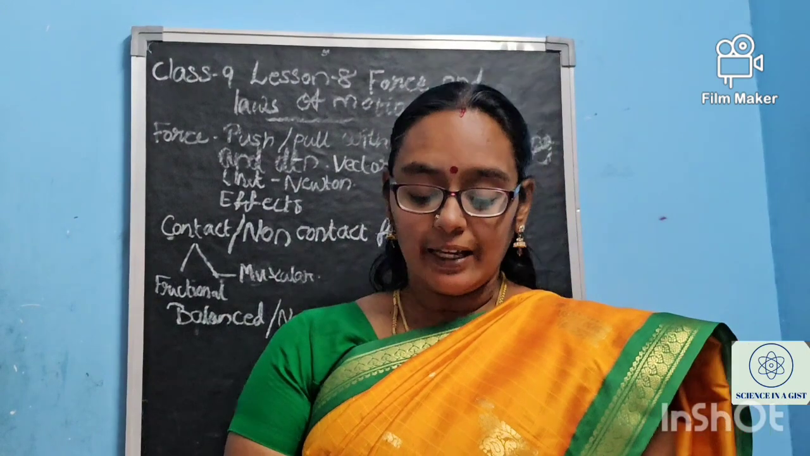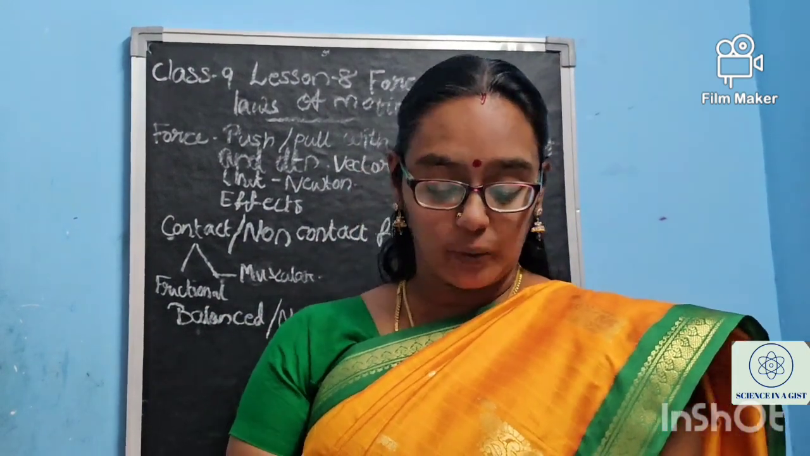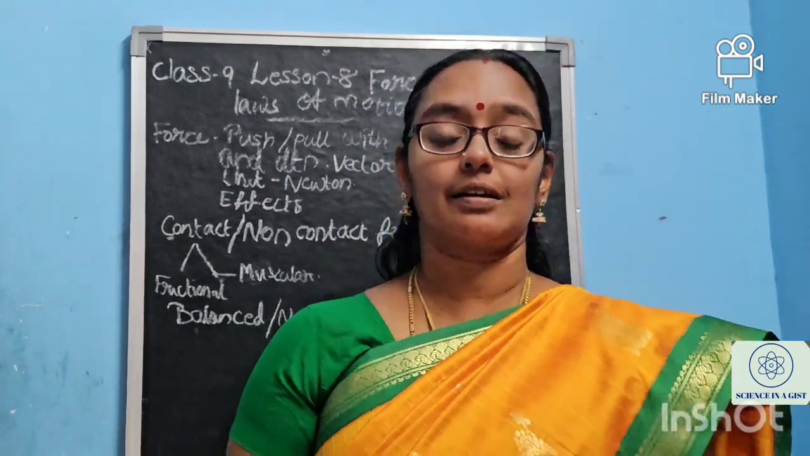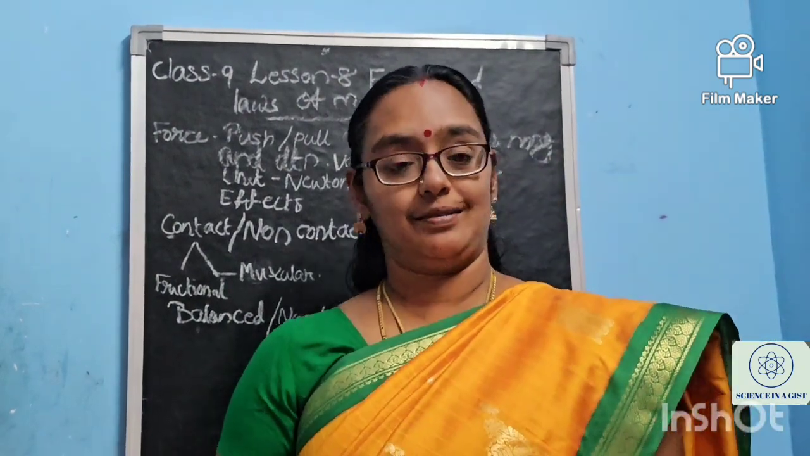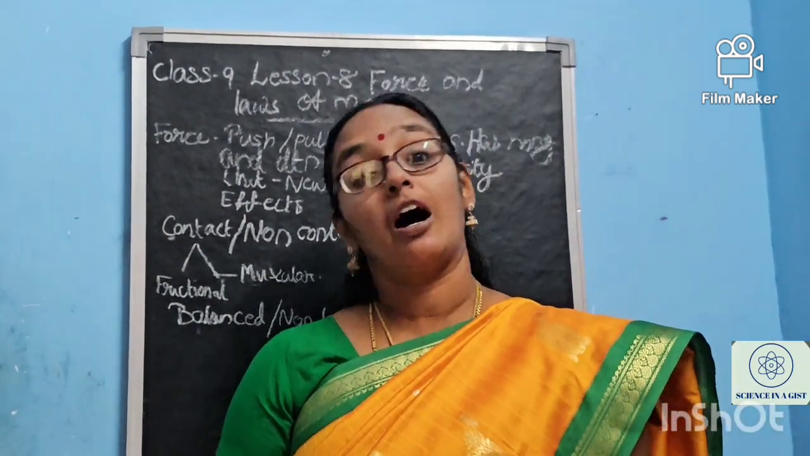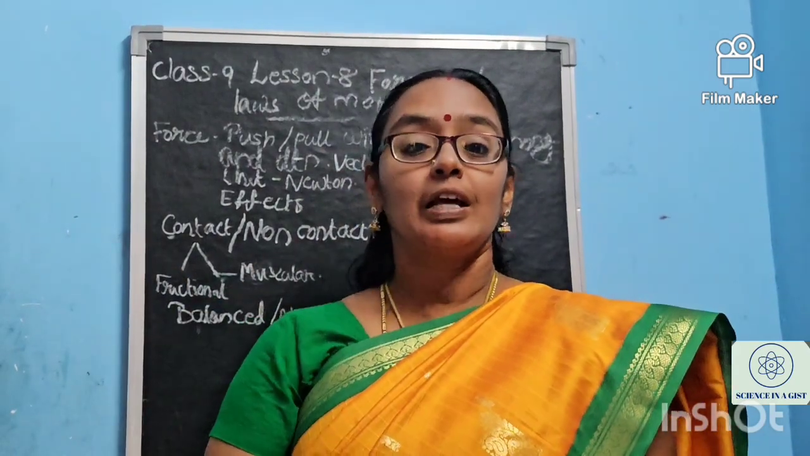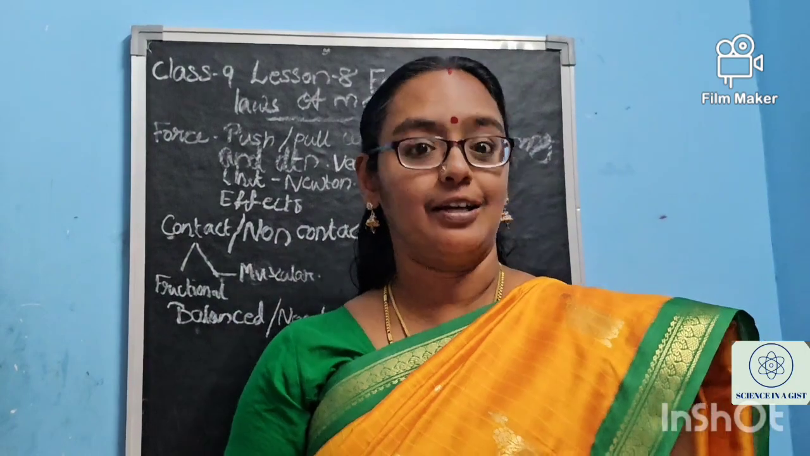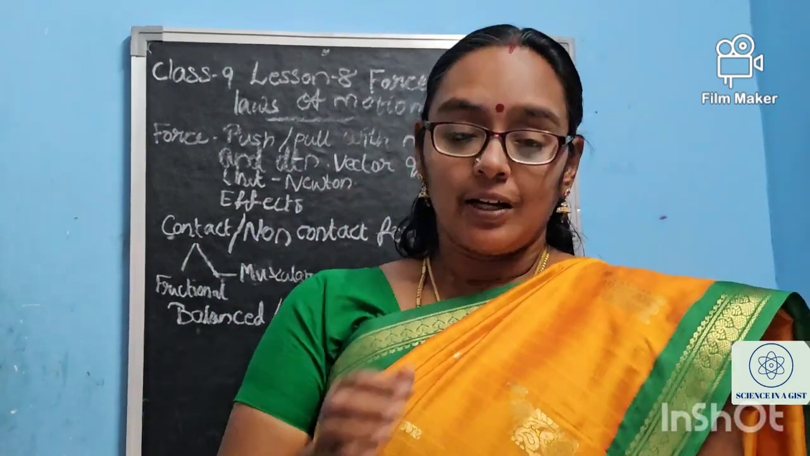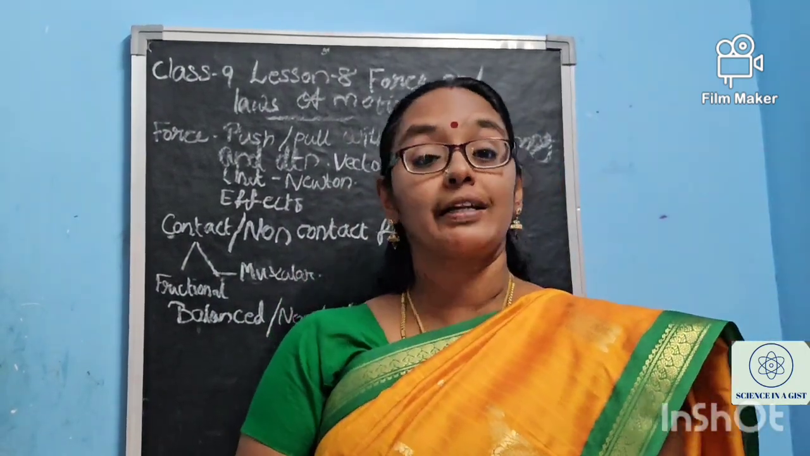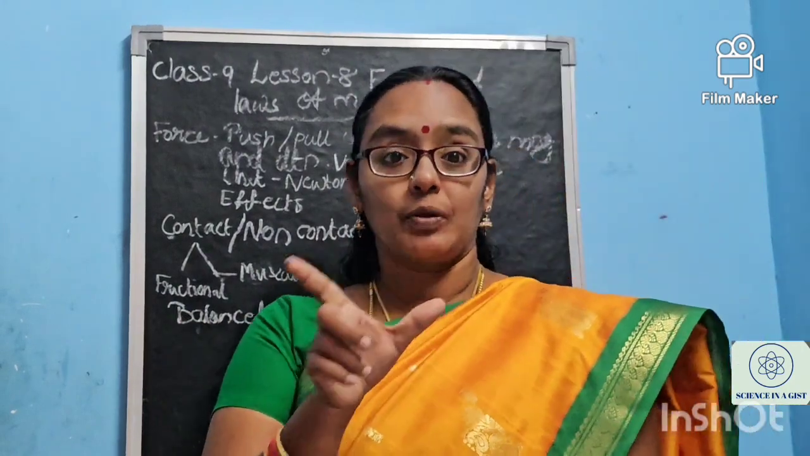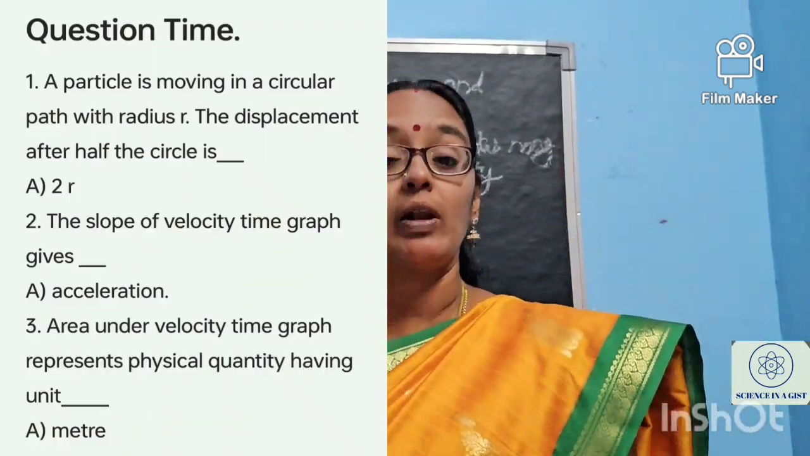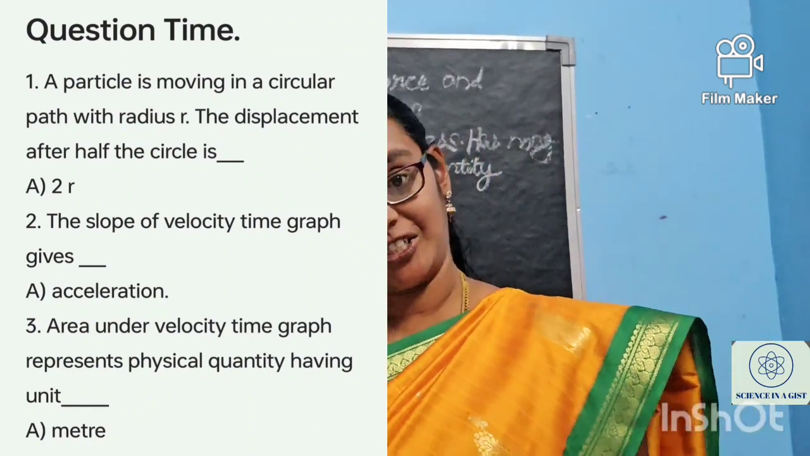A particle is moving in a circular path with radius r. Displacement after half the circle is dash, is the question. Displacement after half the circle will be what? If the radius is r, after half the circle it will be 2r, isn't it? 2r. Okay. 2r can be said again as what? Diameter.